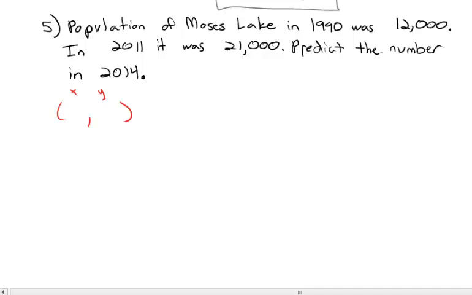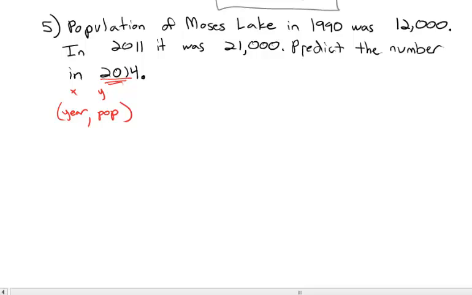For this problem, we're going to predict the number in 2014. 2014 is what I start with. I'm starting with the year, and I want to end up with the population. So x is going to be the year, y is going to be the population. And actually, we're going to simplify this problem a little bit on top of that. We could use the year 1990 as the x value and the year 2011 as an x value. The problem is those are really big numbers, and sometimes big numbers turn into small errors.